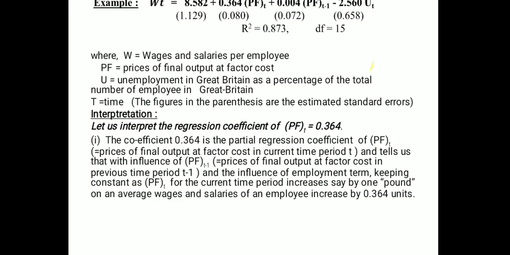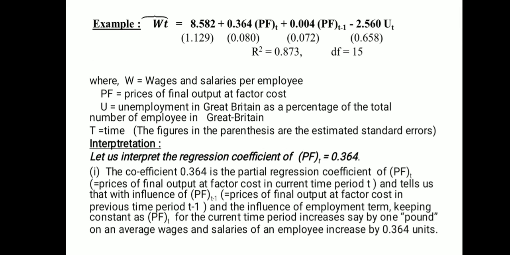Let us take up an example. Wt equal to 8.582 plus 0.364 PFt plus 0.004 PFt minus 1 plus 2.560 Ut, where W equal to wages and salaries per employee. So the regression equation of the wages and salary depends on three factors.